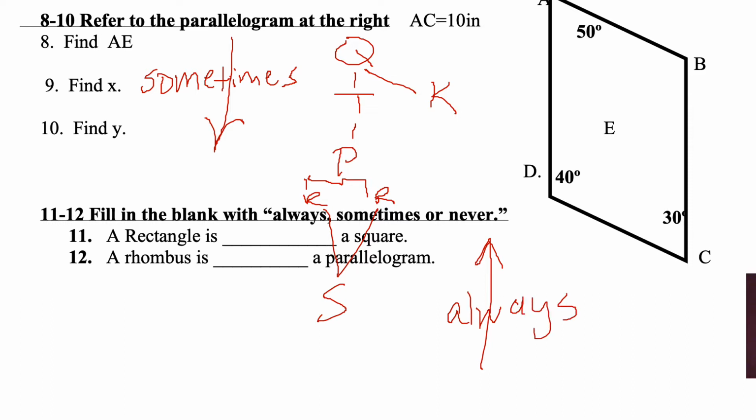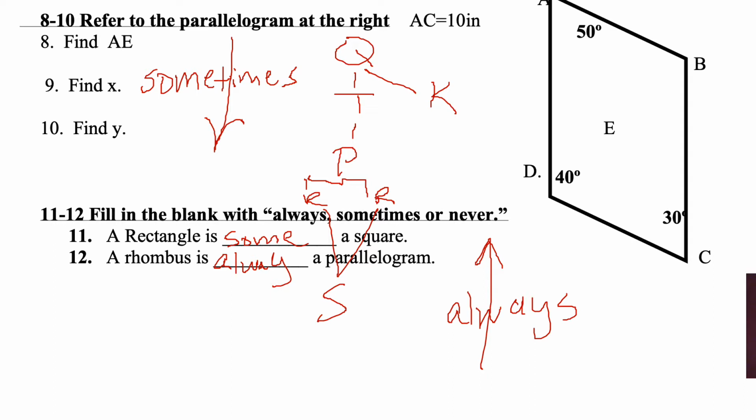So here's my two questions. A rectangle is blank a square. So rectangle to square, that's going down, so that'll be a sometimes. And then rhombus to a parallelogram, that's going up, so it'll be an always. Okay? If I try to compare parallelogram to kite, that'd be never.